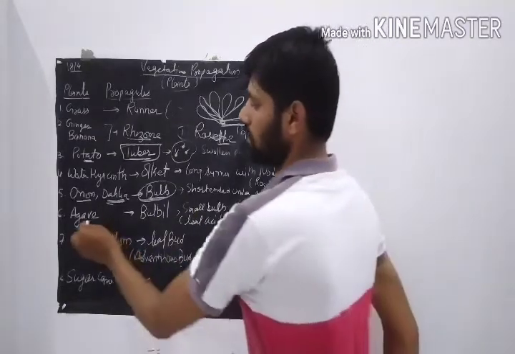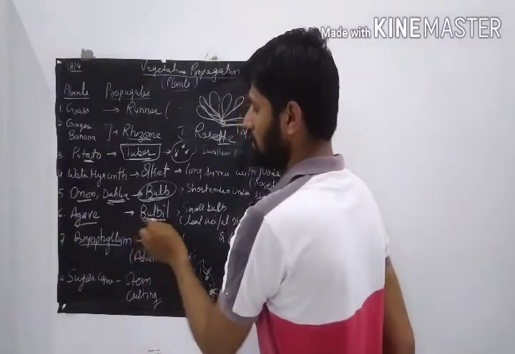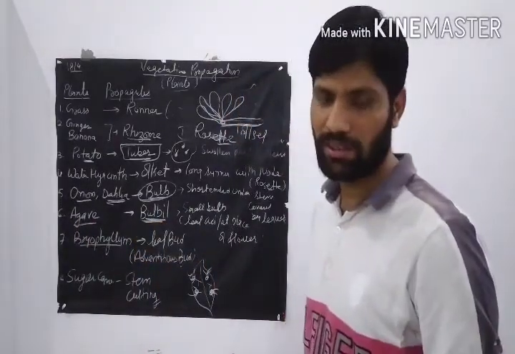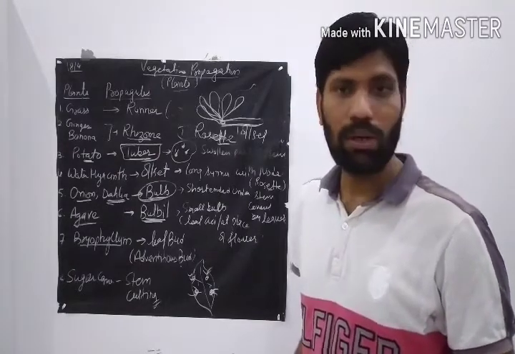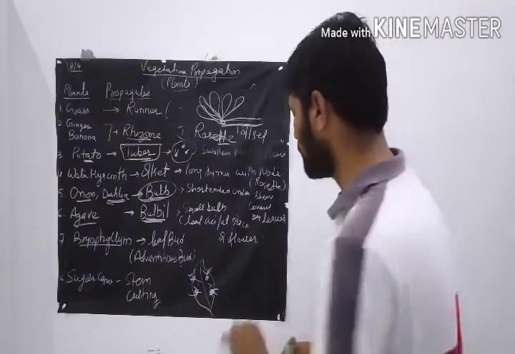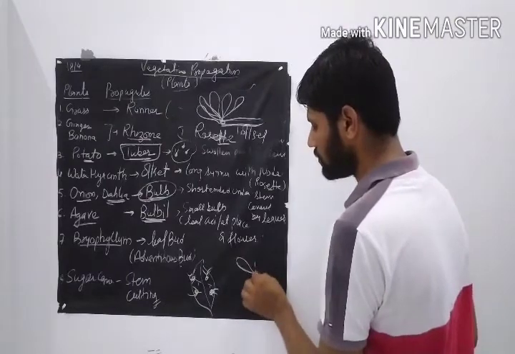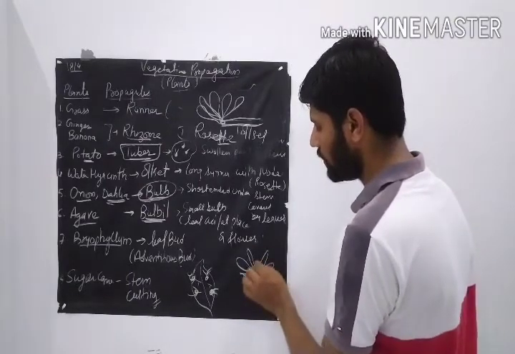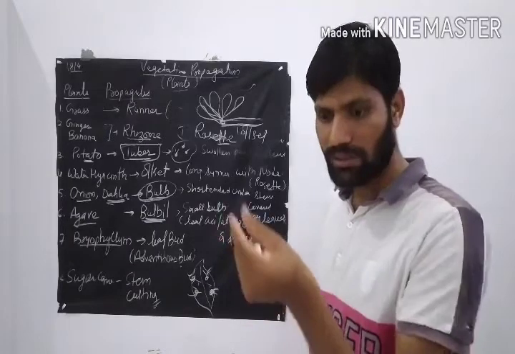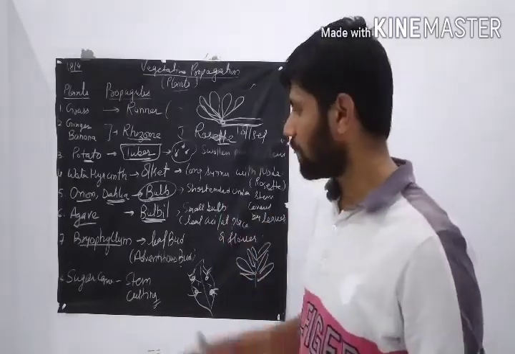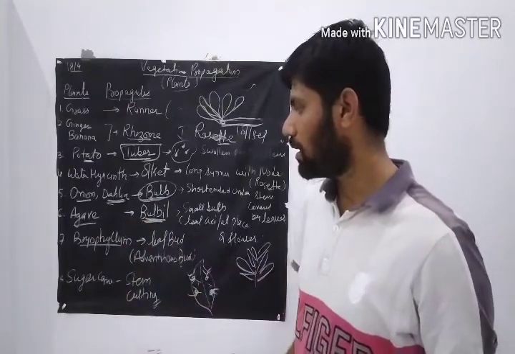Now the second case, in agave, there is another structure known as a bulbil. A bulbil is a structure like a bulb, but this is not underground. This is mainly present on the axil of the leaf, where the formation of flowers takes place, where some structure is formed, and that is known as the bulbil of agave.